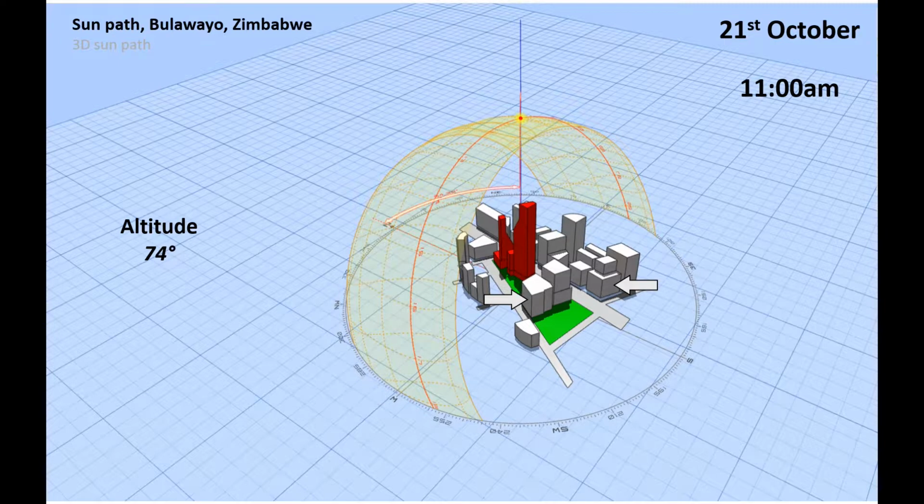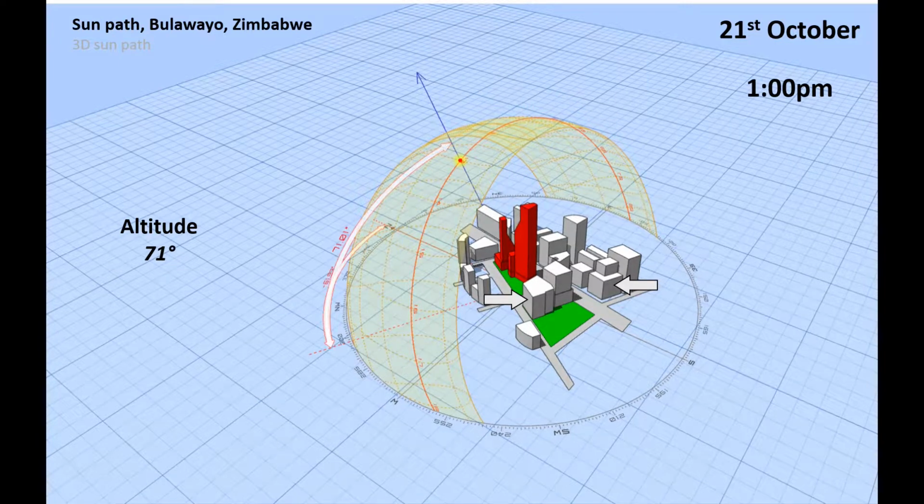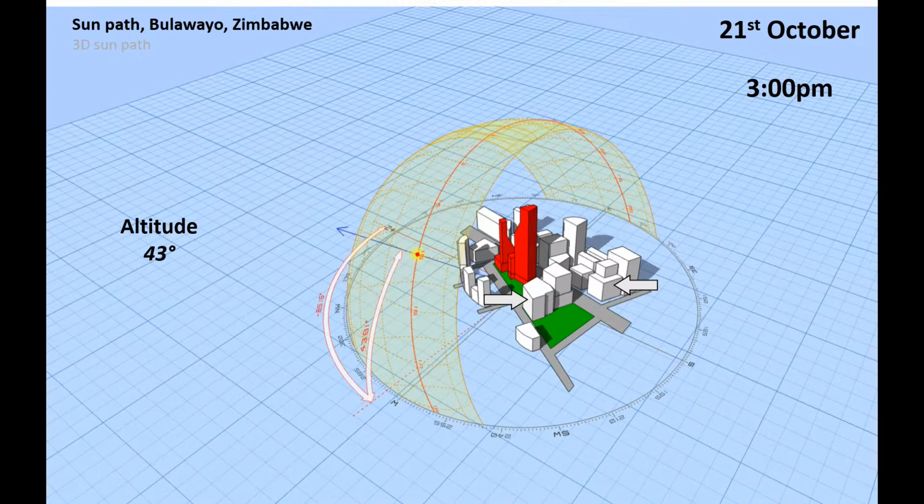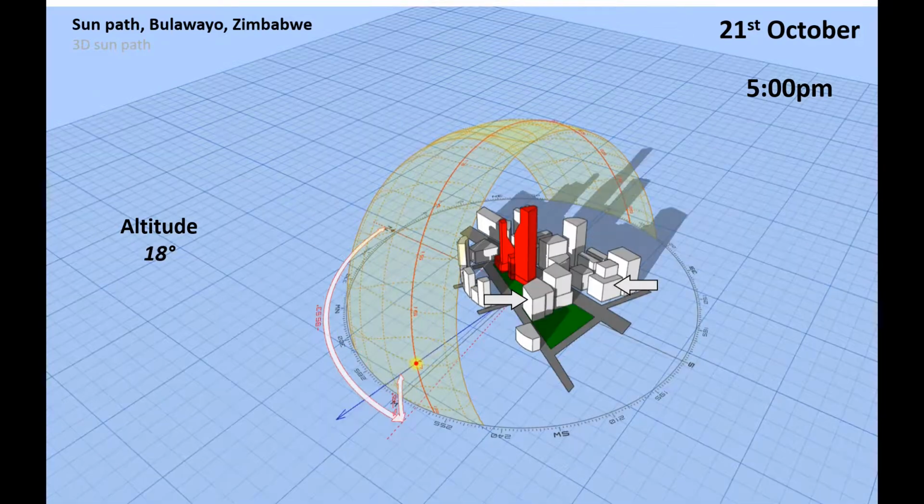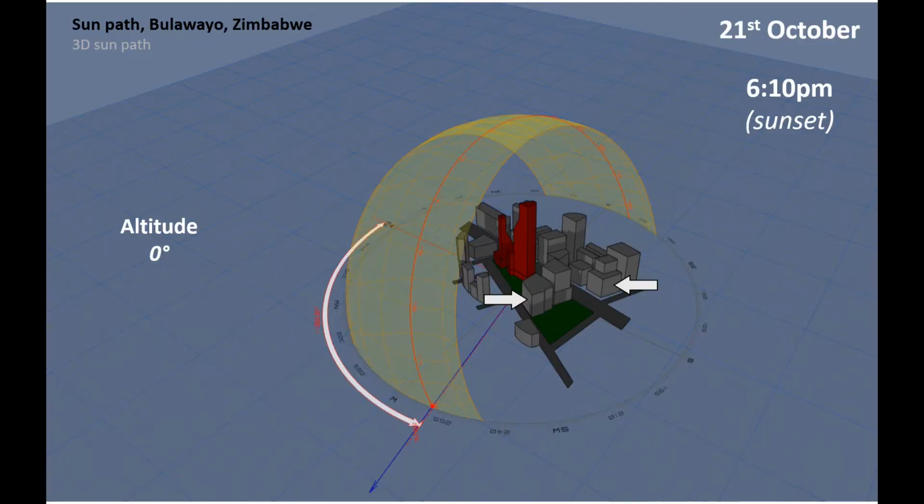So now we see a long sequence of pictures for the 21st of October. That was actually the day of our lecture, and one for each hour. And we can see the impact, for example, on the shadows, how they differ according to the moment, to the time.